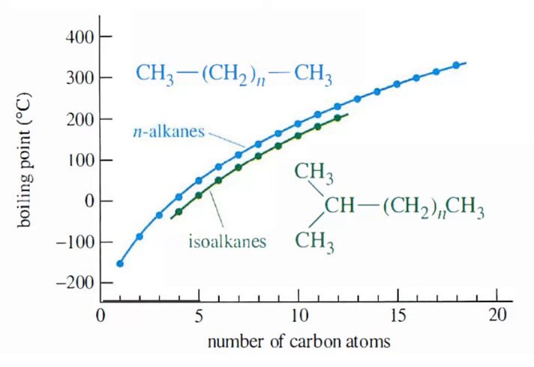Each additional CH2 group increases the boiling point by about 30 degrees up to about 10 carbons, and by about 20 degrees in higher alkanes.